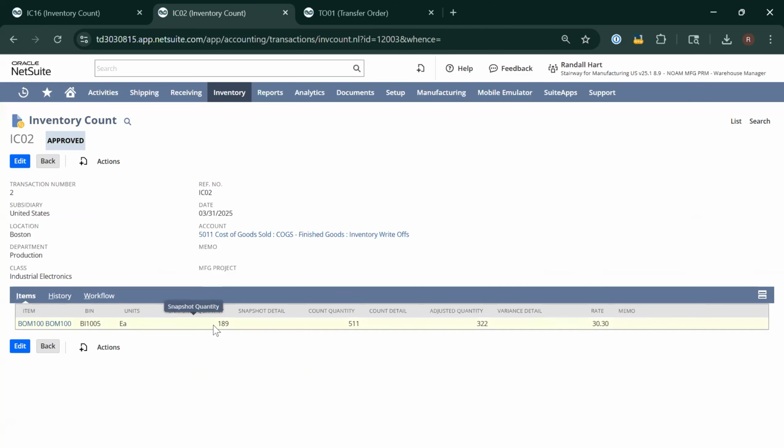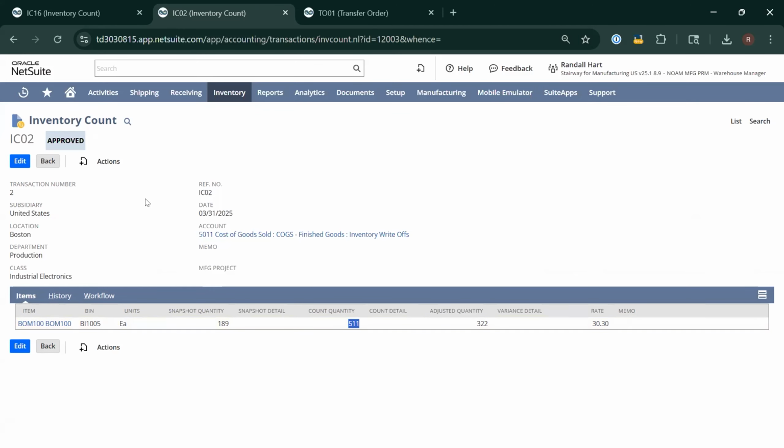So this one, snapshot quantity 189, count quantity. So we have to adjust the quantity by 32. So this tells me this is the journal entry, and NetSuite would have gone and created a journal off of this. Or manual inventory adjustment off of this.